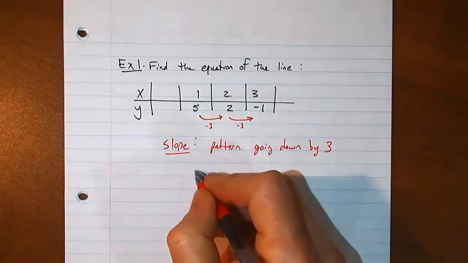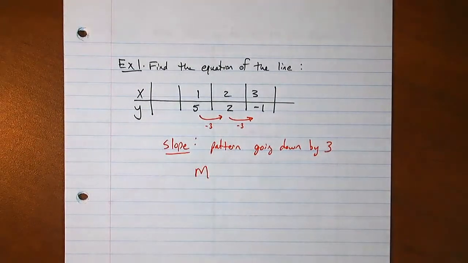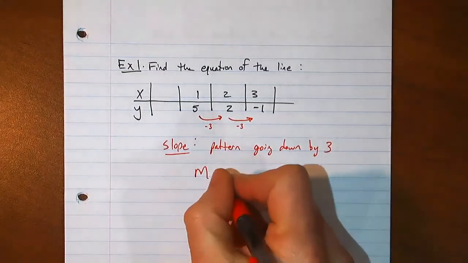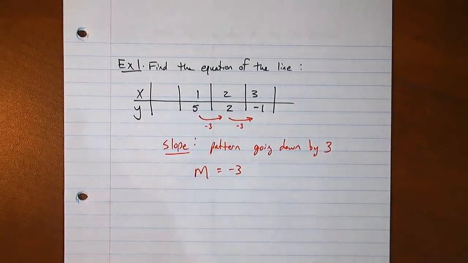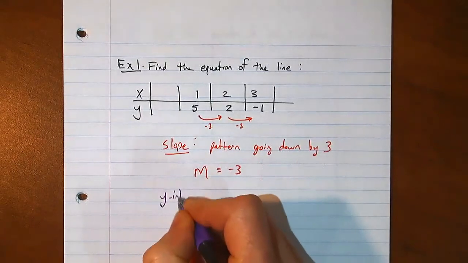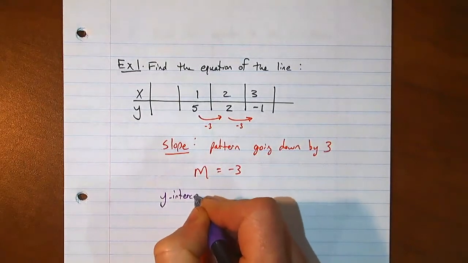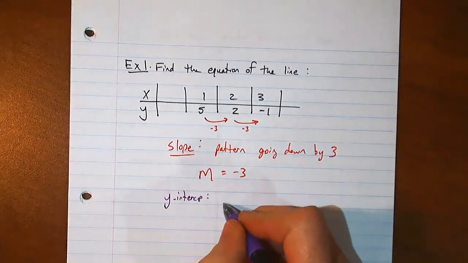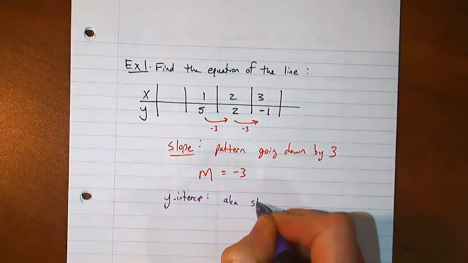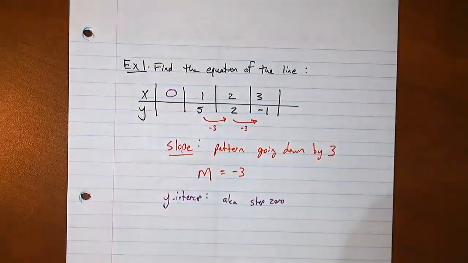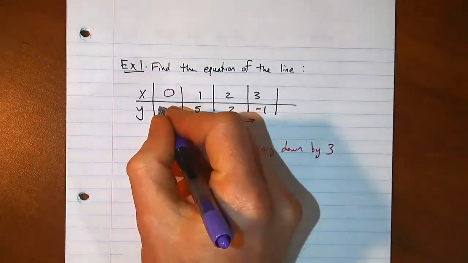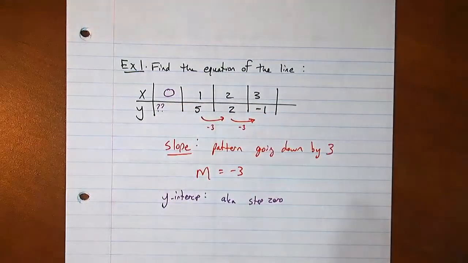So that tells me that my slope, which we said we're going to use the letter M to represent, my slope is -3. And see how I'm just getting that right off of my table. Okay. Now, the next thing that we need to find is the y-intercept, which was the same thing as step 0. So in my table, step 0 would go right here. So this is the thing that I need to find next: what number would go there?